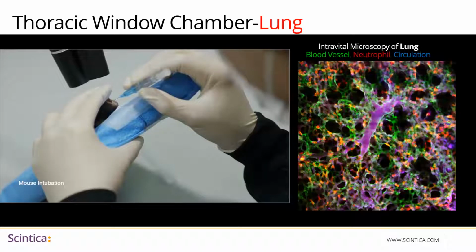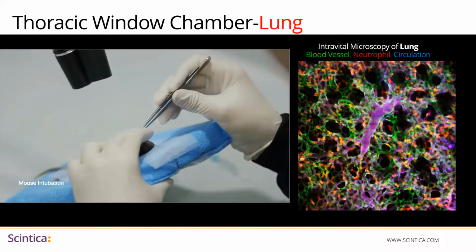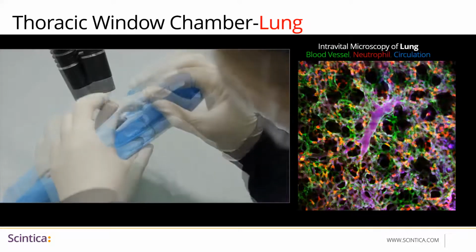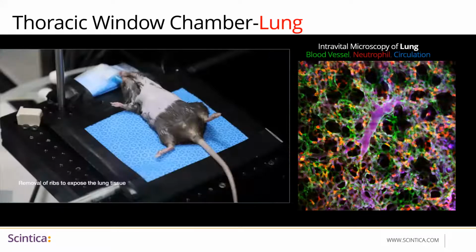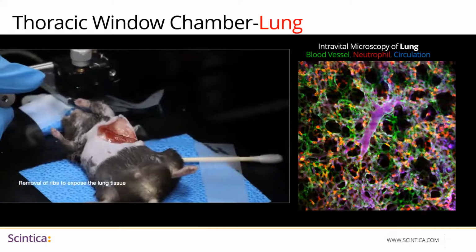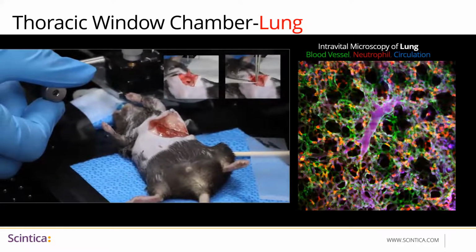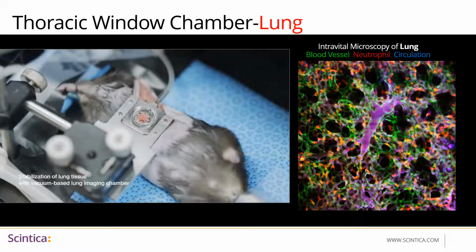agents. So the next window chamber model that I'm going to show is the thoracic window chamber model to image the moving organs such as lung and cardiac tissue. So the procedure is pretty similar to the others. To start with, you intubate your animal, and you surgically expose a lung or cardiac tissue by creating an incision into the skin, and you place the window. This is the look of the thoracic window chamber.